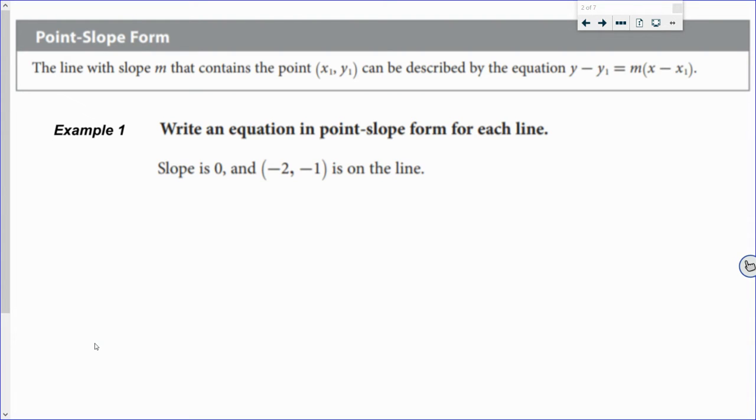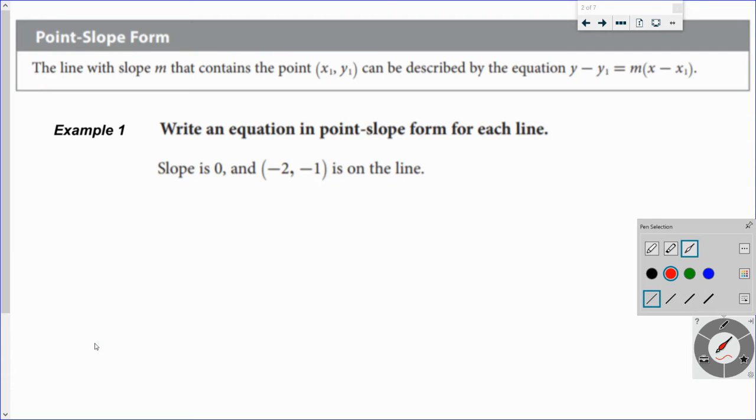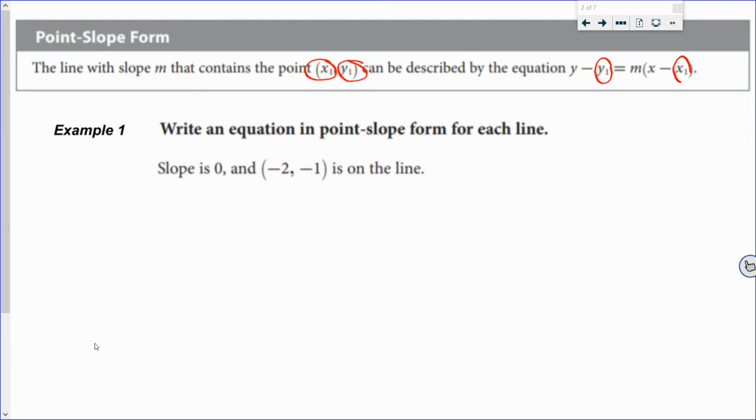So for this point-slope form, I'd like for you to write down that definition. The line with slope m that contains a point, any point, (x1, y1), can be described as this equation where we take y and subtract that point's y. Notice in my formula, and this is an important thing to note, that this x and this y, we're subtracting. So here they are, and they're plugged in right there and right there.